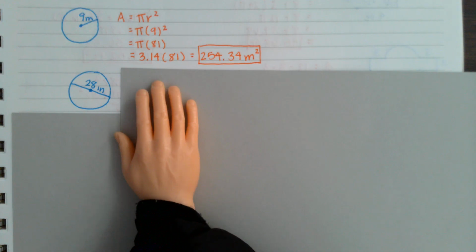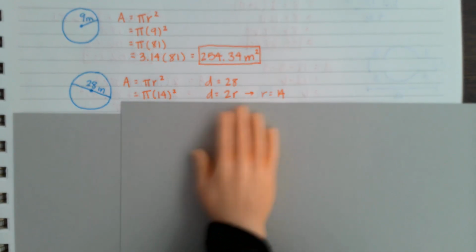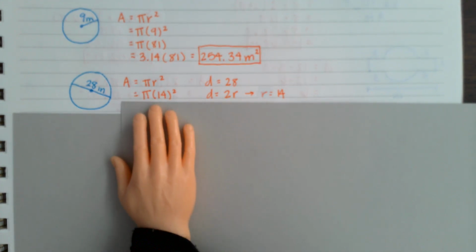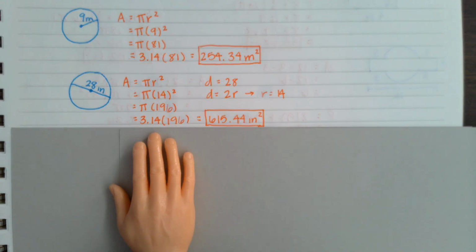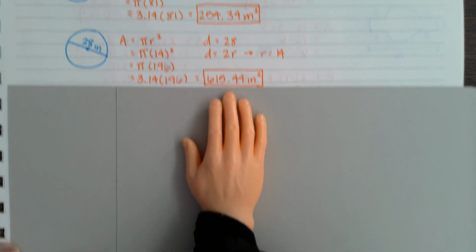Here I have a circle with radius we don't know, but the diameter is 28. So we have to remember that diameter is twice the radius, so the radius would be 14. So then plug in 14 here, and 14 squared is 196, multiplied by 3.14. This has an area of 615.44 inches squared.